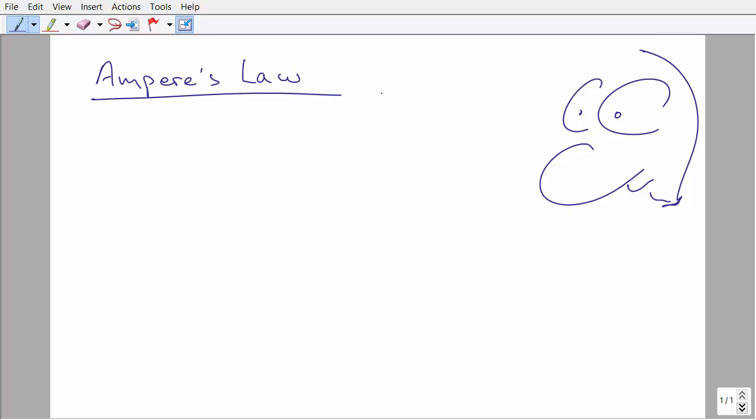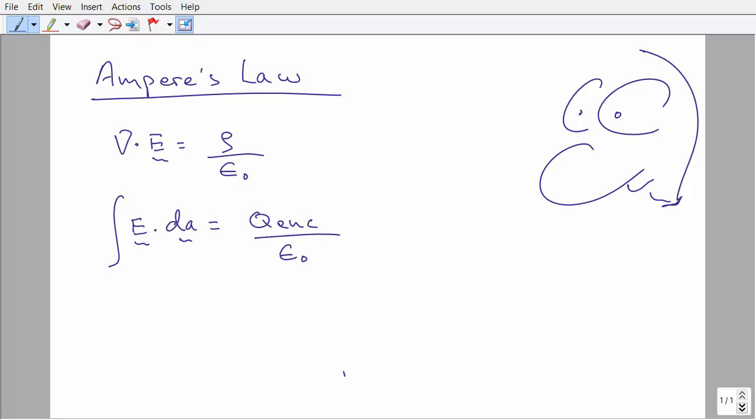Now again, we're going to develop Ampere's law in analogy with a similar kind of equation that we use in electrostatics. So in electrostatics we have the divergence of the electric field is given by the charge density, and we can integrate this out over a volume and derive Gauss's law, which tells us that the integral of E dot dA is equal to the enclosed charge divided by epsilon 0.